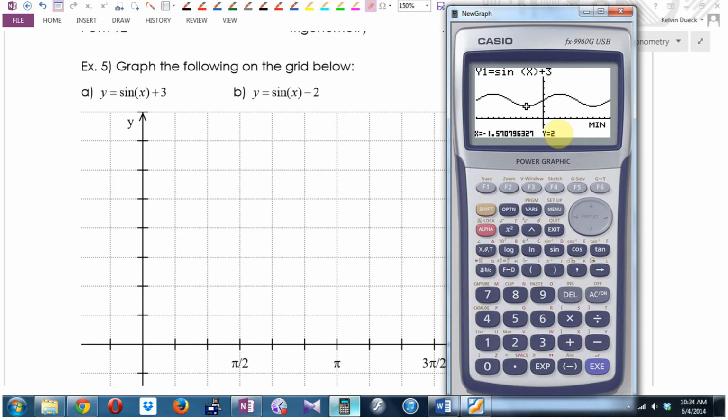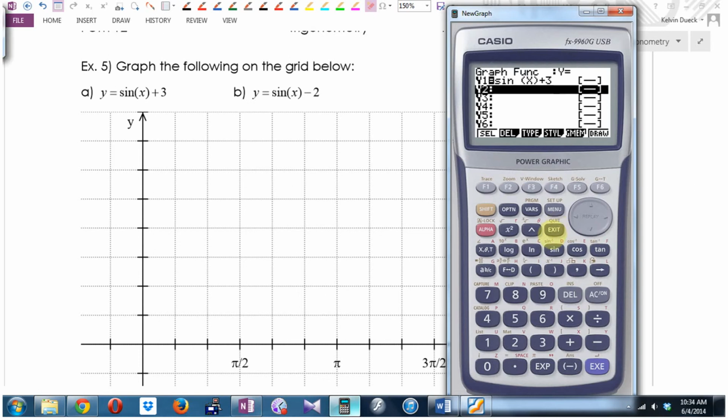I heard someone say it. 3? Can you see a 3 anywhere in the original equation? Okay. Let's look at B before we graph these on graph paper. This is going to be sine bracket x take away 2.